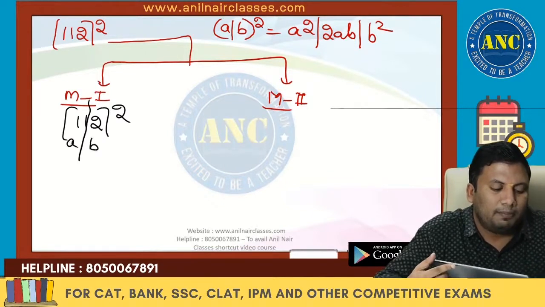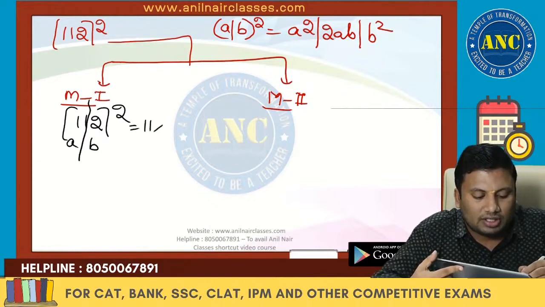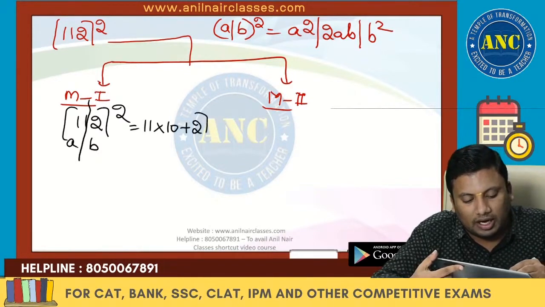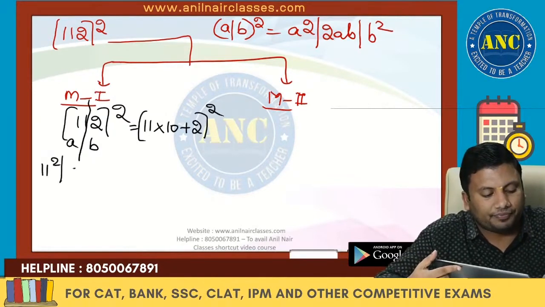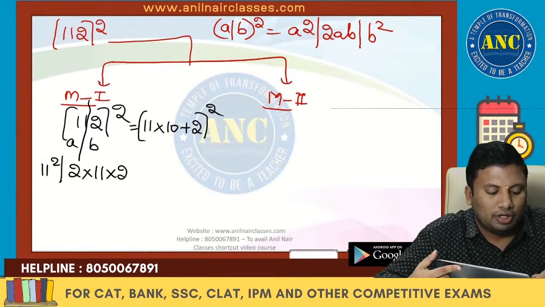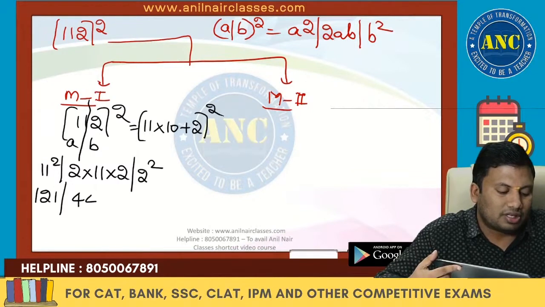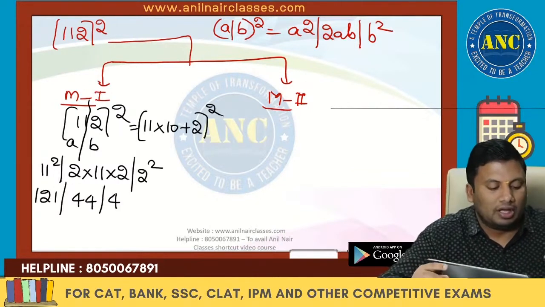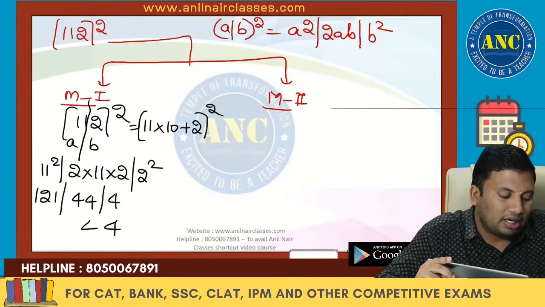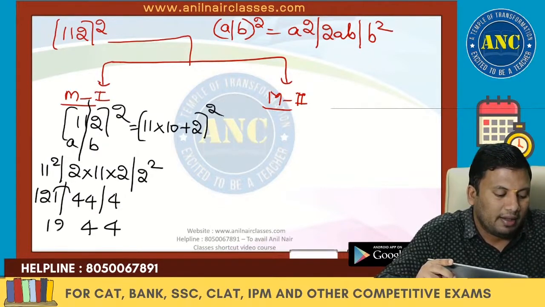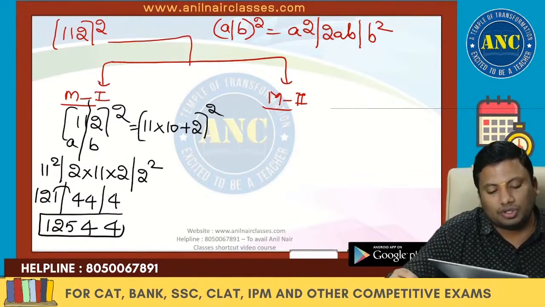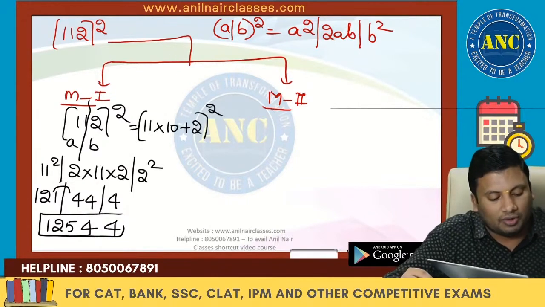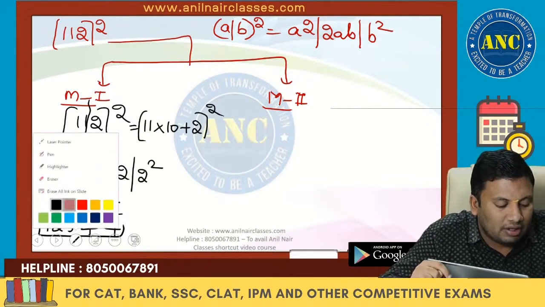a is 11, b is 2. These are nothing but (11 into 10 plus 2) whole square, actually (110 plus 2) whole square. a is 11, a square, next is 2ab, and next is b square. This is 121, this is 44, 2 square is 4. Write down the unit digit 4. 4 carried. 121 plus 4 is 125. Except at the leftmost place, at every place write down the unit digit. Hey Anil sir, why are you writing the unit digit?